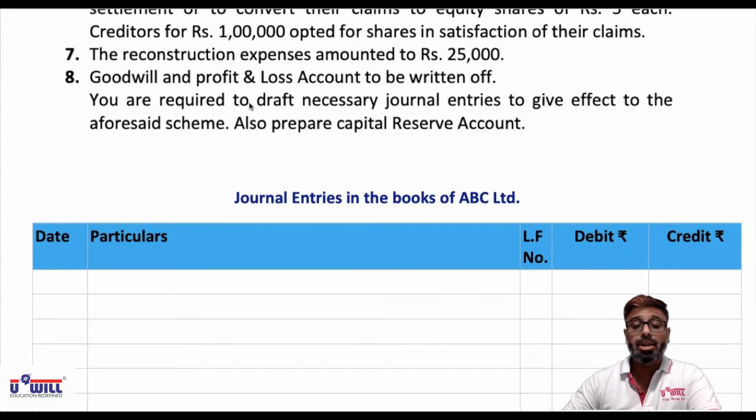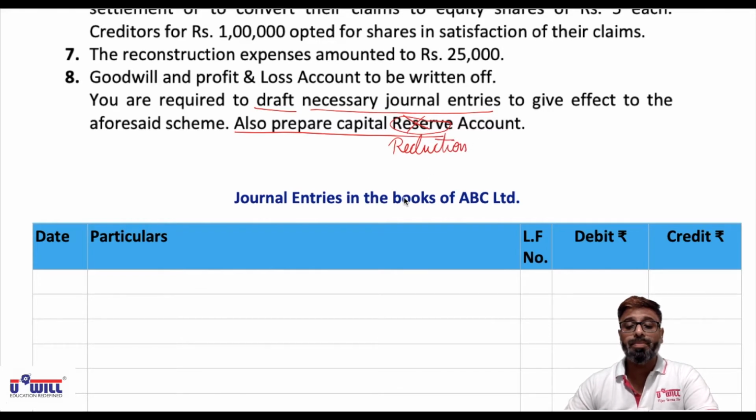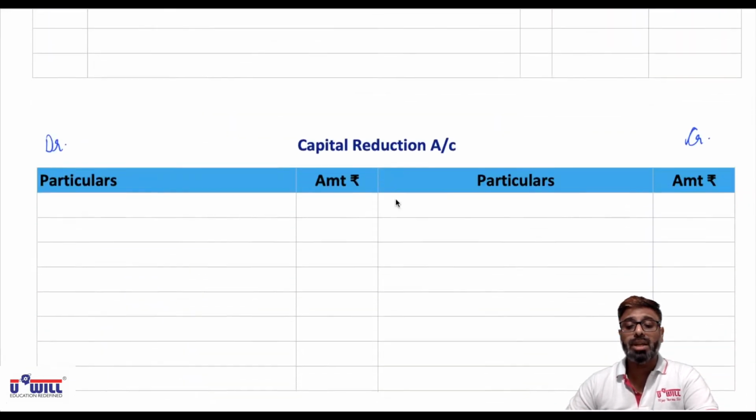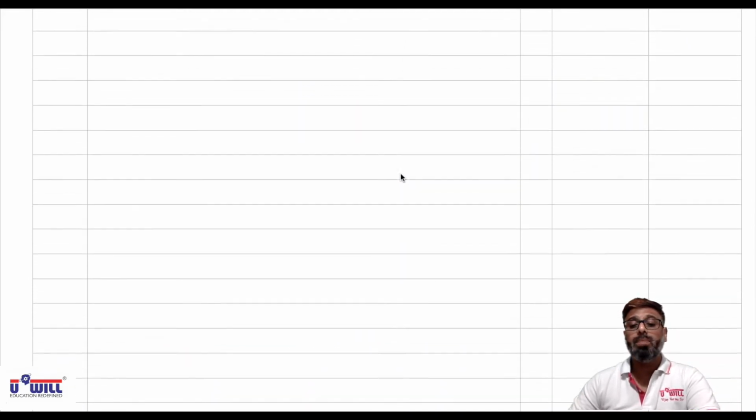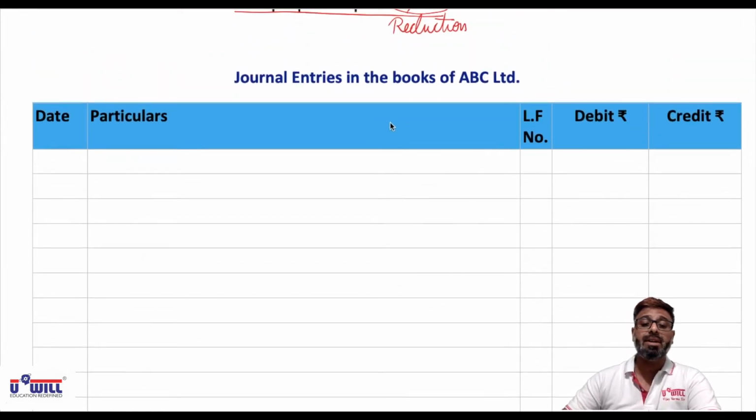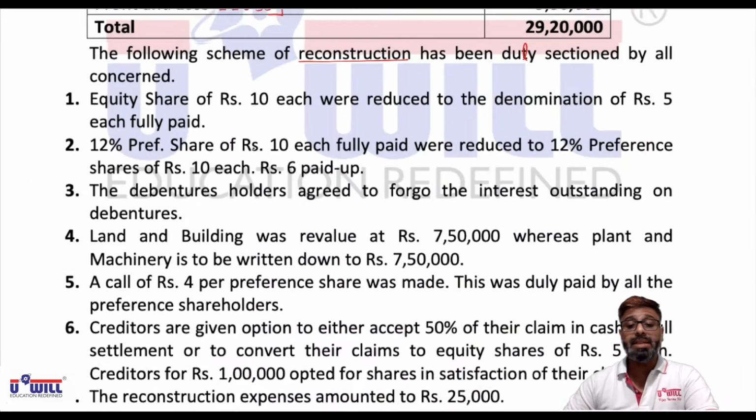What is asked? You are required to draft necessary journal entries to give effect to the aforesaid scheme and also prepare not capital reserve, make it capital reduction account. So all of you pause the video and make 2 pages format of journal book and 8 to 10 lines format of capital reduction account. Pause the video and make the formats fast, everyone. I hope everyone is done with the formats.